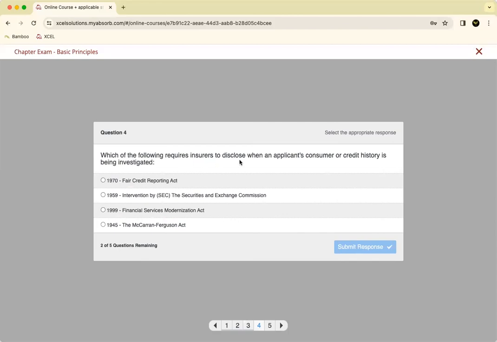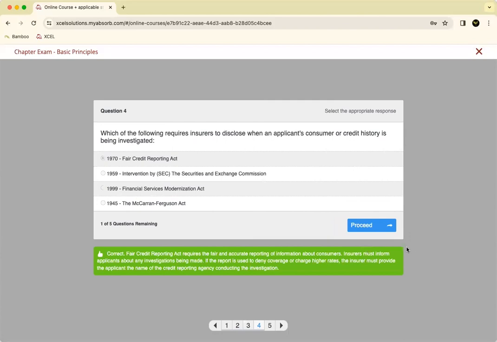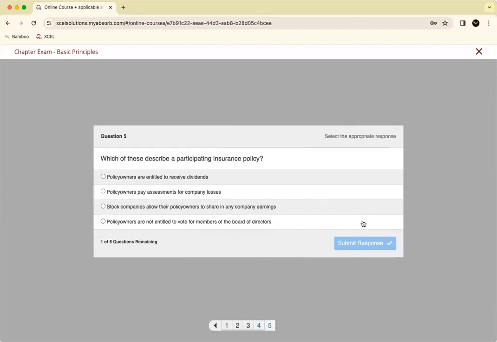Now let's continue and do one that isn't correct. So which of the following requires insurance to disclose? Oh, this seems to be the same question as the last one, except now it includes the year. Let's see if we're right. Correct. So it even goes into more detail about this specific law. So sometimes instead of reading through the entire chapter, simply by reading the question and figuring out what the answer might be, you learn it that way, and it's much simpler.